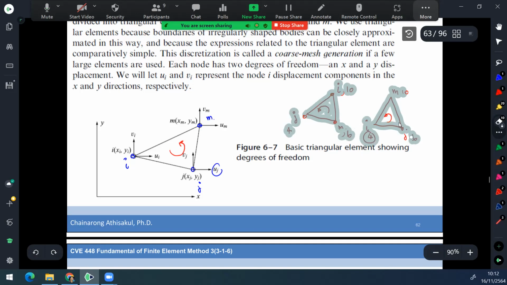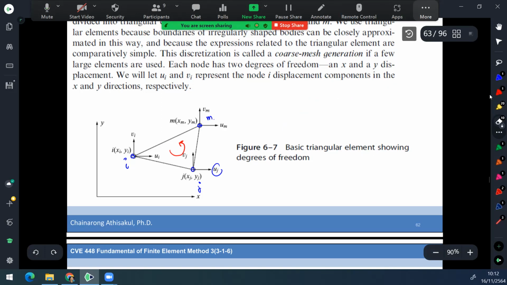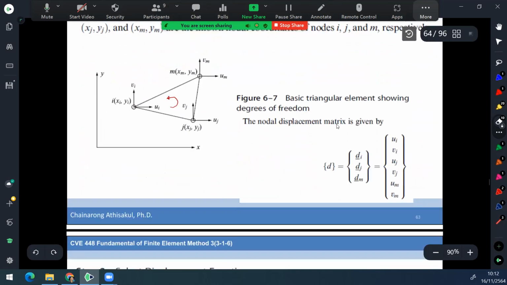And then for this case, we have already selected the type of the element, and as I mentioned above, the direction of IJM is counterclockwise, and the degrees of freedom are related to IJM for the local one. Okay, UI VI, UJ VJ, and UM VM.